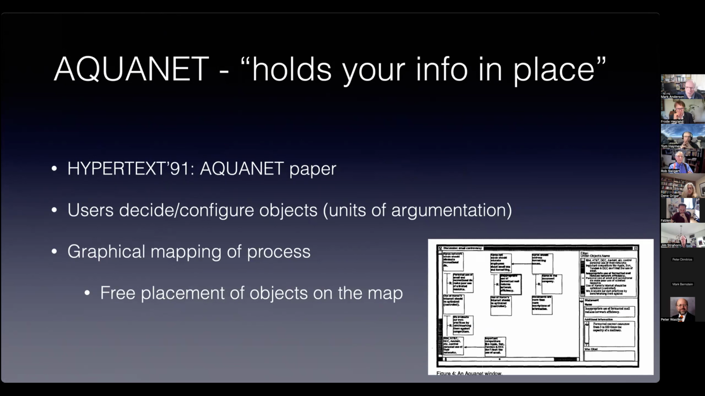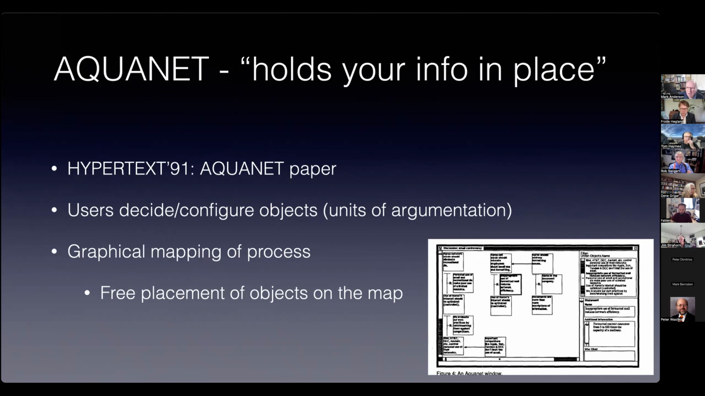This observation fed into one of the team, Kathy Marshall, with colleagues, coming up with a system called Aquanet. The strapline was Aquanet holds your information in place. And the idea was this was going to be a graphical form of hypertext where the users will be allowed to define the objects that they wanted to use to illustrate the system. And then they would have a freeform graphical map, a plane on which they could lay down their argumentation.